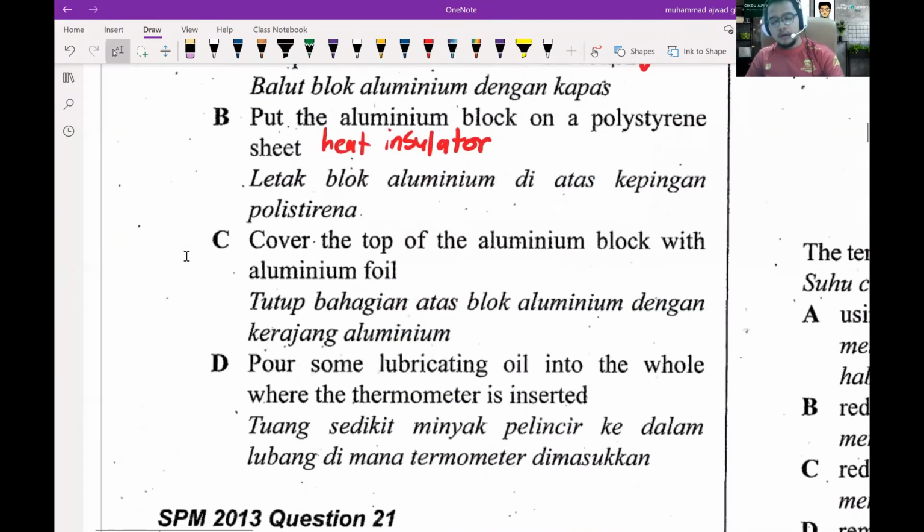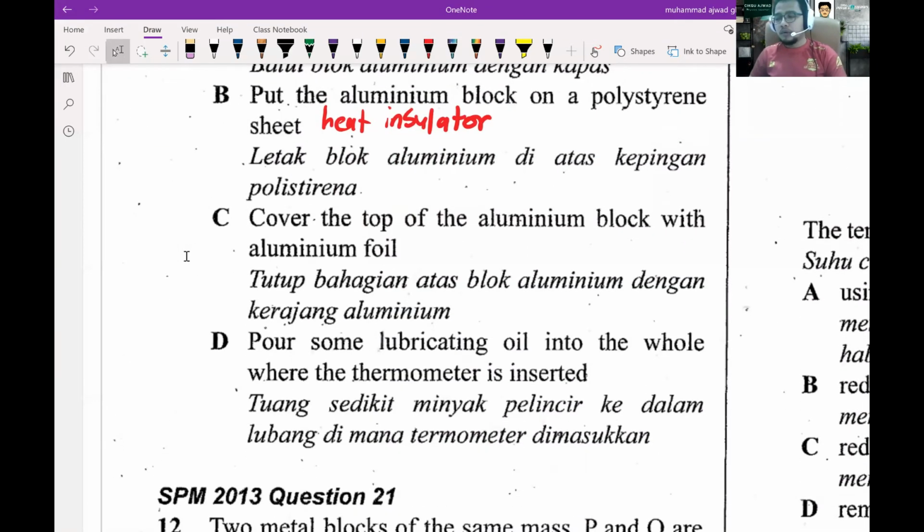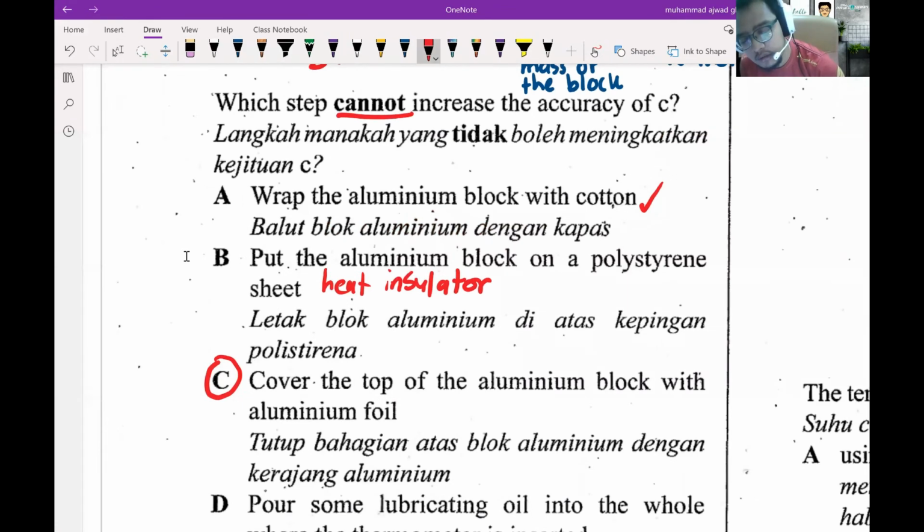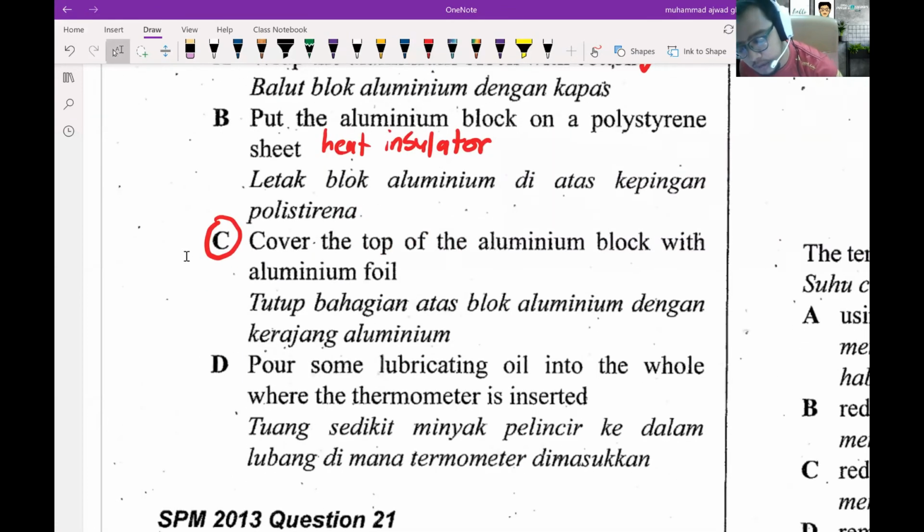Okay. Cover the top of aluminium block with aluminium foil. Okay, ni tak. Yang ni jawapan dia lah. Sebab dia tanya which one is cannot increase. Sebab apa? Aluminium foil will absorb heat.